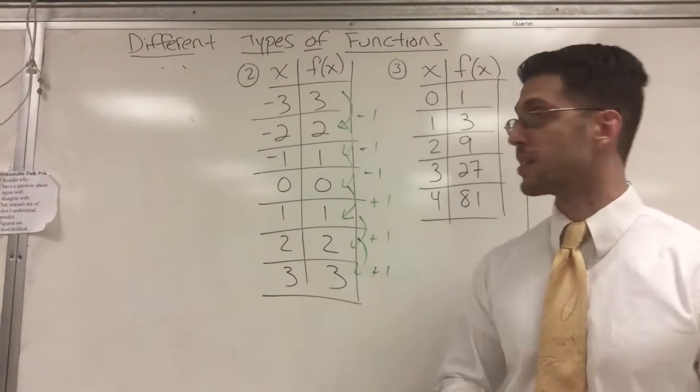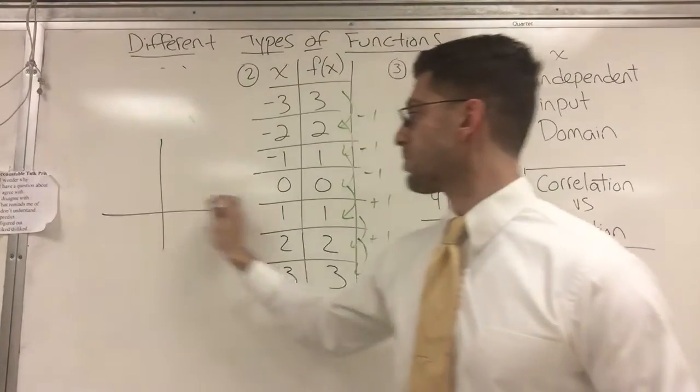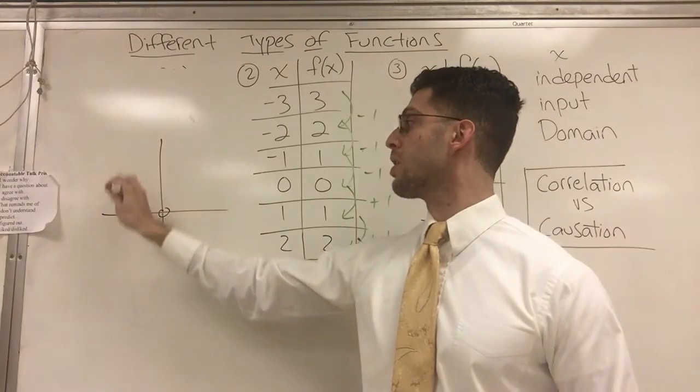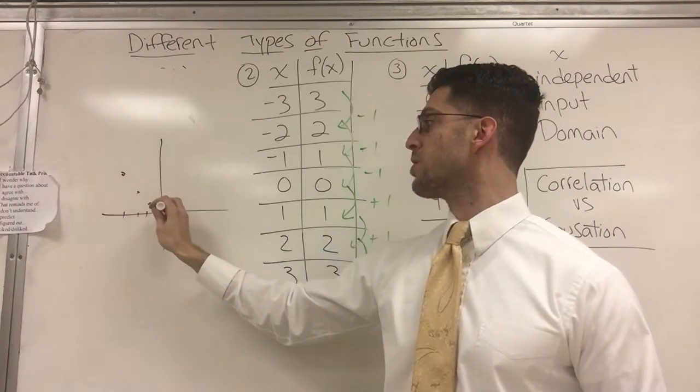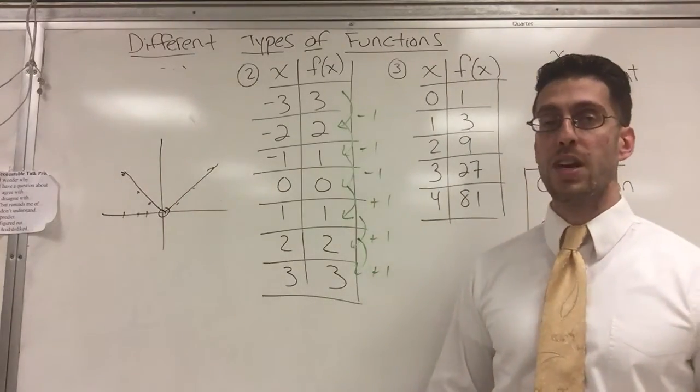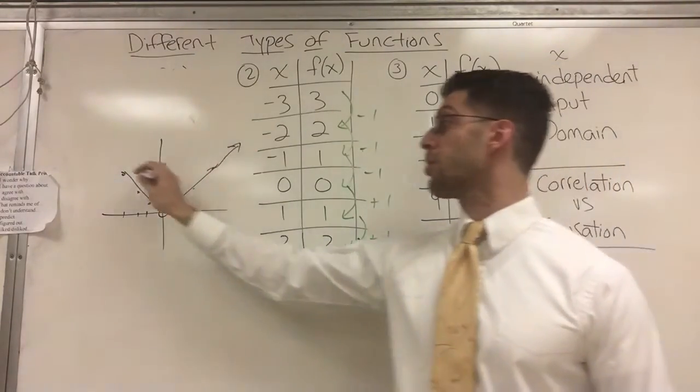You done? Great. It should. 0, 0 is right there. Negative 3, 3 is here. Negative 2, 2. Negative 1, 1. 0, 0. 1, 1. 2, 2. 3, 3. It should look like a beautiful V, hypothetically, goes on forever in both directions.